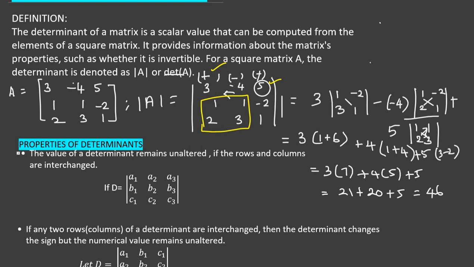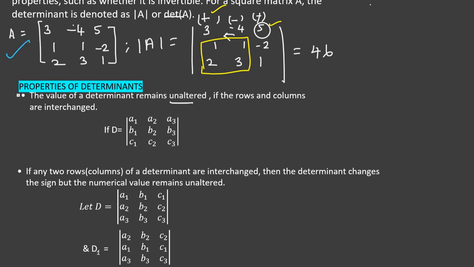This is how we find the value of the determinant. Next, coming to the determinant of the previous example, A has first column 3, 1, 2, second column minus 4, 1, 3 and third column 5, minus 2, 1. The value of the determinant is unaltered if rows and columns are interchanged. I am going to interchange the rows and columns. The first column becomes the first row, so I write it as 3, 1, 2, the second column minus 4, 1, 3, and the third column becomes the third row, 5, minus 2 and 1.